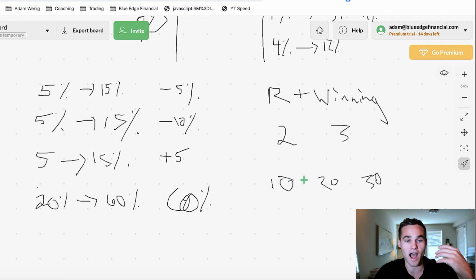So this is how I would personally grow or flip small accounts, using this method called asymmetric compounding. It's extremely powerful once you get it, and it's really, really exciting.